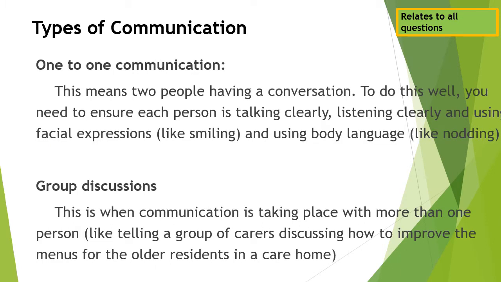So there are two different types of communication, and we're going to look at them here. So one-to-one communication. This means two people having a conversation, and to do this well, you need to ensure that each person is talking clearly, listening clearly, and using facial expressions. Like we talked about before, smiling, and using body language. For example, if you're nodding to someone, they know that you're listening and you're understanding.